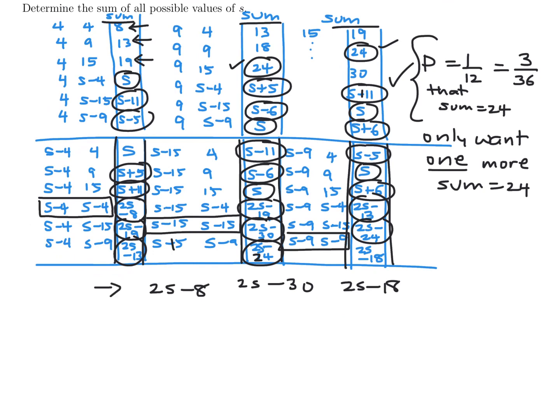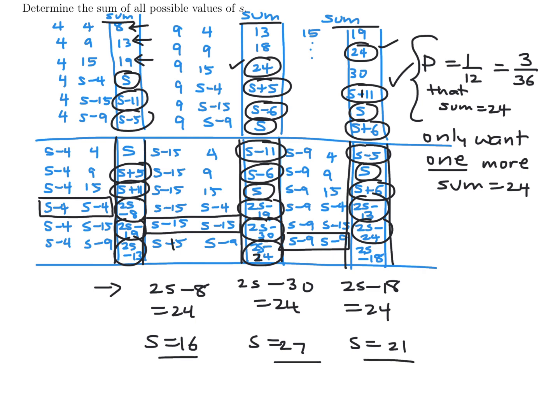So these are the only candidates that will appear once. So when we set these equal to 24, we get the following values for S: 16, 27, and 21. So they want the sum of all possible values of S. So 16 plus 21 plus 27 is equal to 64. So that would be the final answer to this question.